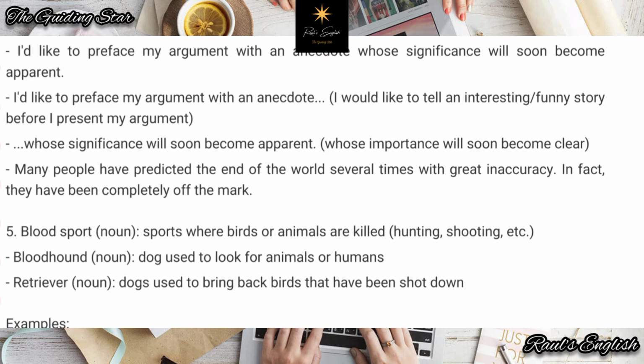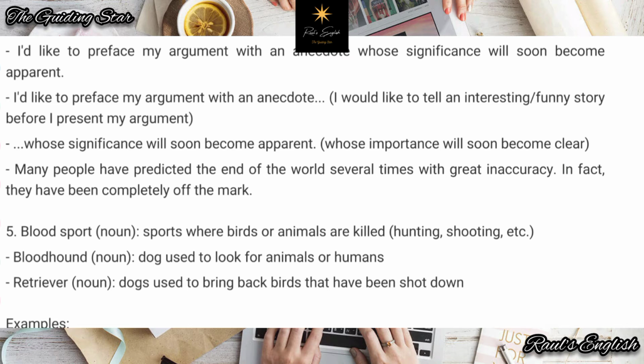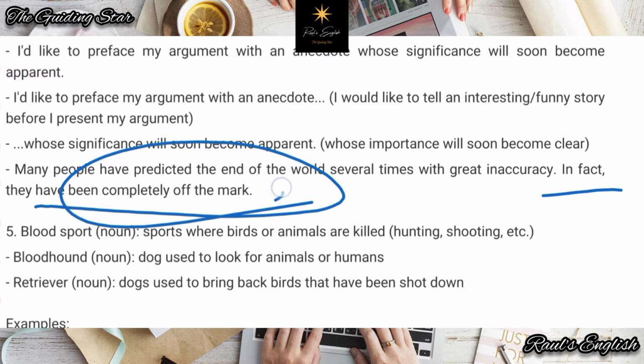Many people have predicted, and that's an interesting one, many people have predicted the end of the world several times, numerous times, with great inaccuracy. In fact, they have been completely off the mark.